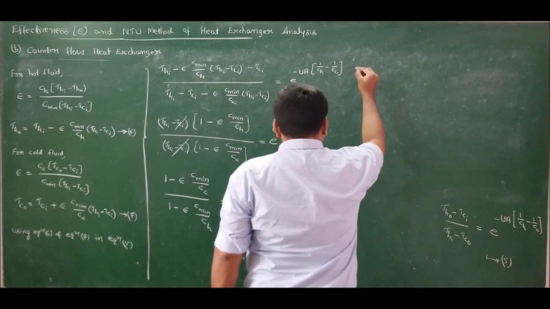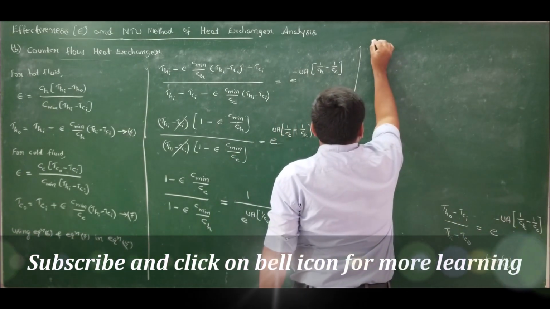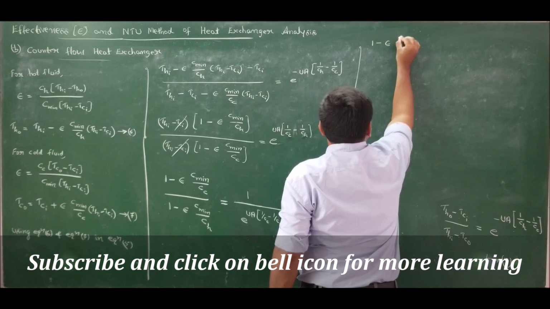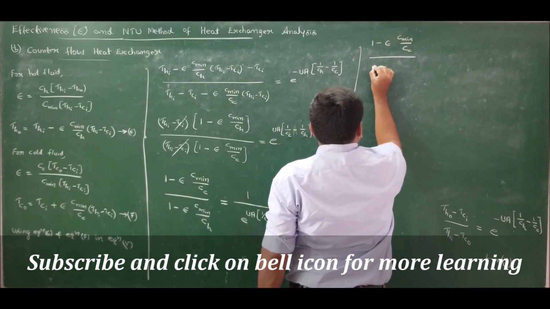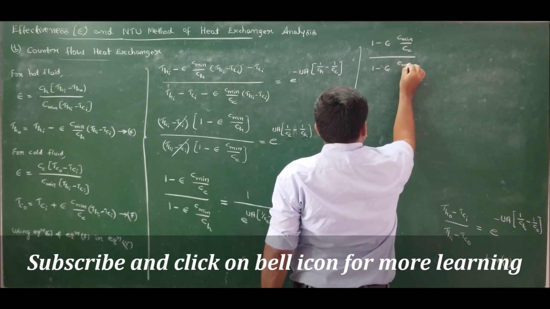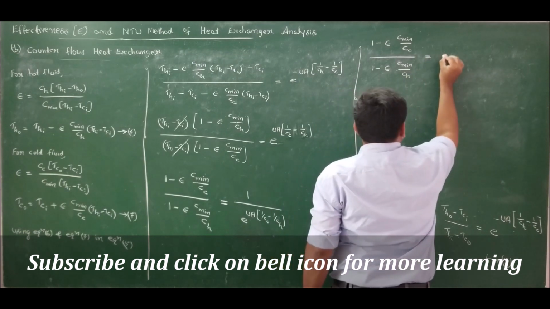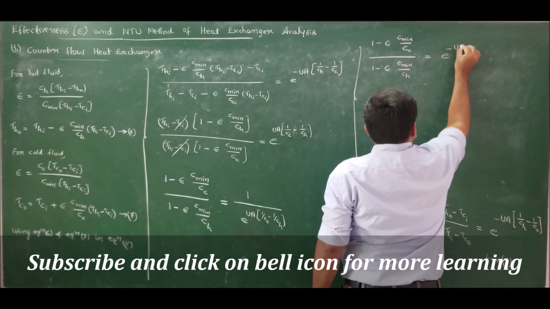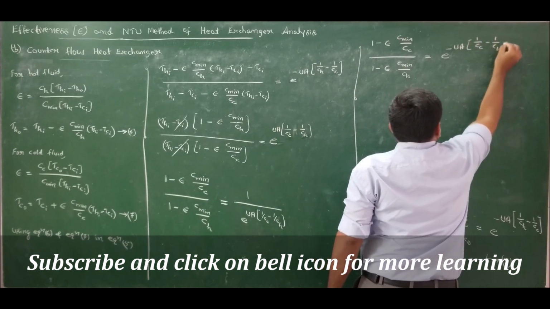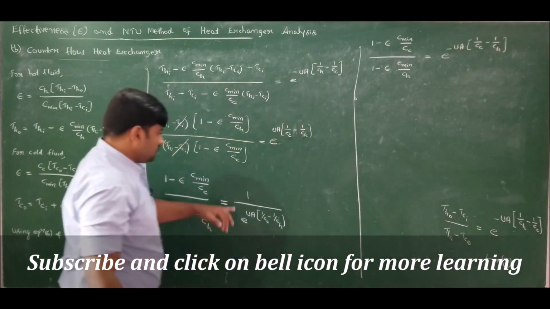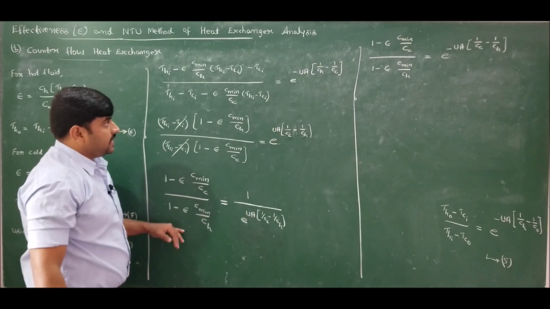So further simplification will yield us 1 minus epsilon C minimum by Cc divided by 1 minus epsilon C minimum by Ch is equal to e to the power of minus UA times 1 by Cc minus 1 by Ch, correct? 1 by e to the power of x, I wrote it as e to the power of minus x, that's all. I have not done anything.